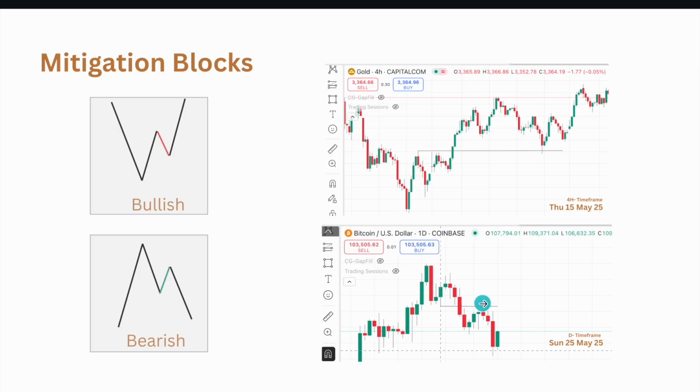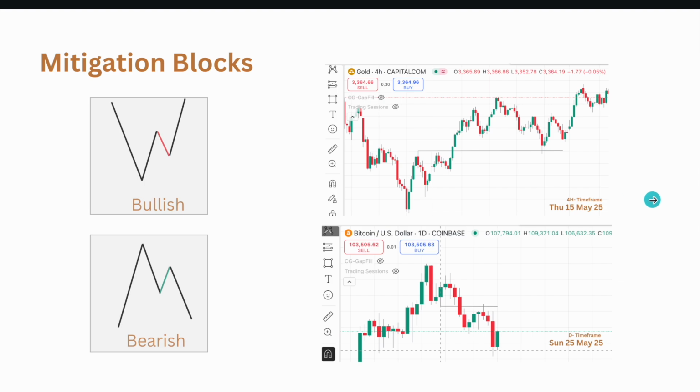This retrace, not this retrace. Why? Because this is a bearish mitigation order block, which gets tested here. This is a bullish mitigation block which is tested here. These four candles and these three green candles are the bearish mitigation block.